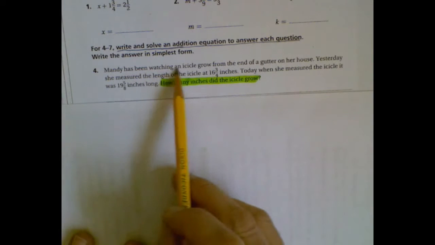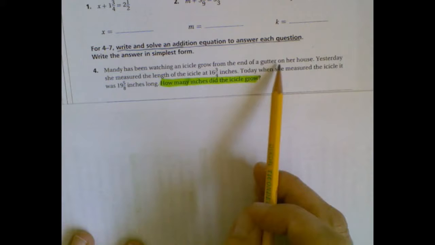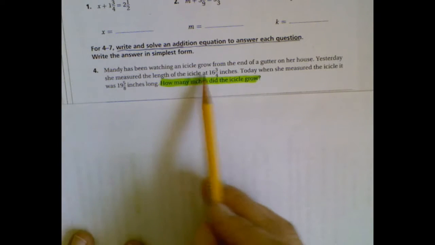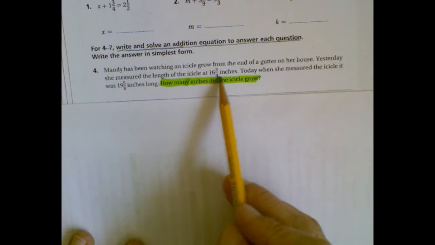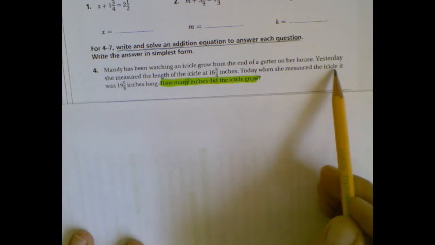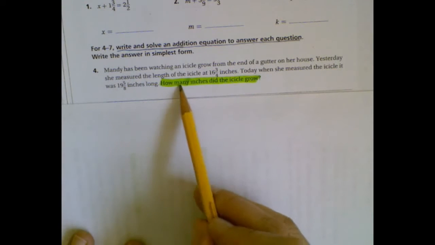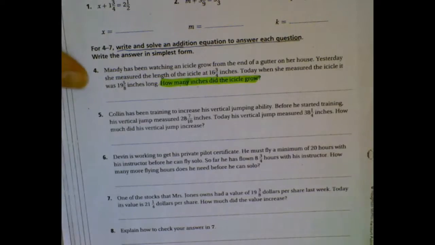So Mandy has been watching an icicle grow from the end of a gutter on her house. Yesterday, she measured the length of the icicle at 16 3/4 inches. Today, when she measured the icicle, it was 19 5/8 inches long. How many inches did the icicle grow? How many inches did it grow?